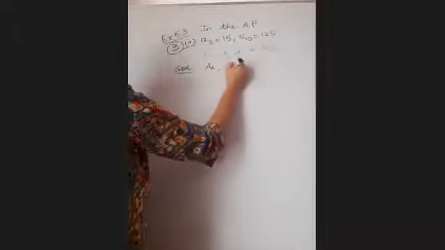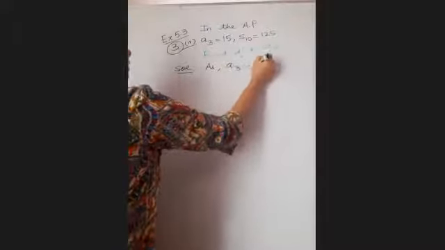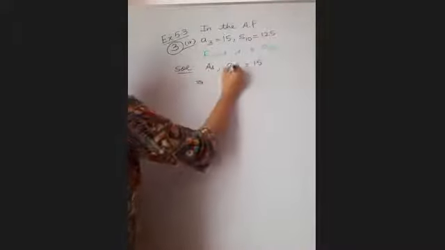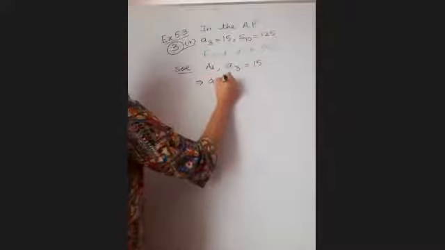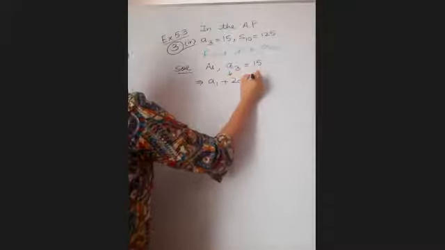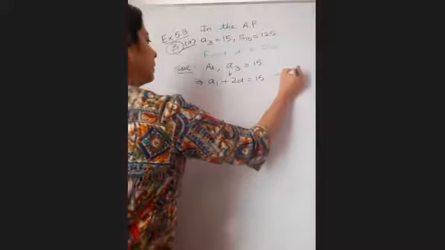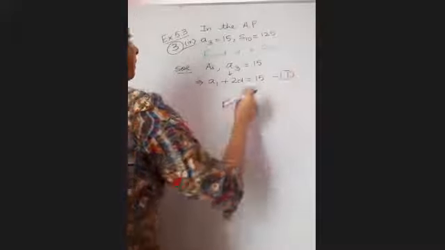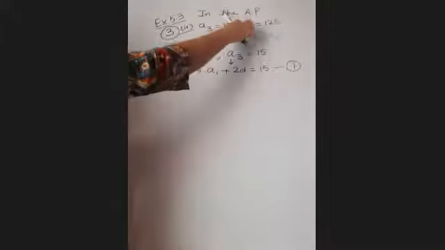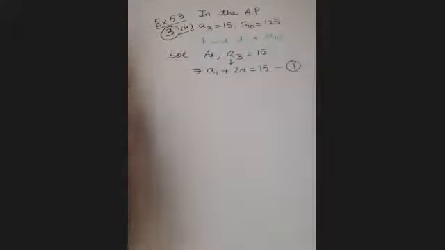as A3 is equal to 15, this simply means A1 plus 2D is equal to 15, beta. This is my first equation, that A1 plus 2D is equal to 15. Now I will use this formula of S10.